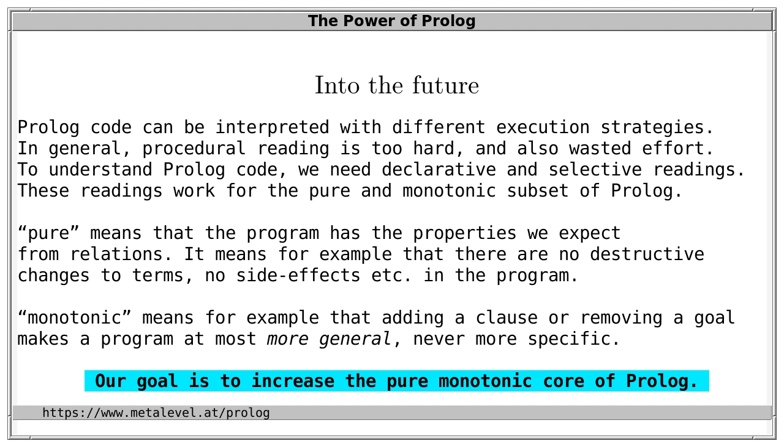Because, of course, we want to be able to easily understand Prolog code. And we also want to use methods that help us to improve our programs. And to make our code amenable to declarative reading and to selective reading, we stay in the pure monotonic core of Prolog.